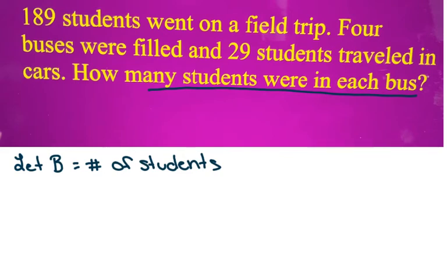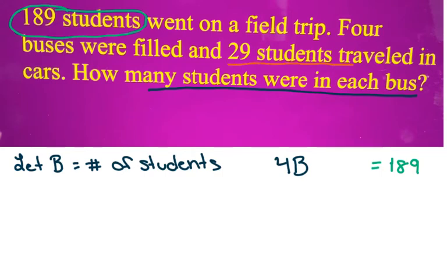It's telling me right here there are a total of 189 students. So if I want to start setting this up, I know that 189 is going to be my total. That's how many went. I see 4 buses. So that means I'm going to have 4B. So there are 4 buses. We just don't know how many students were on each bus.